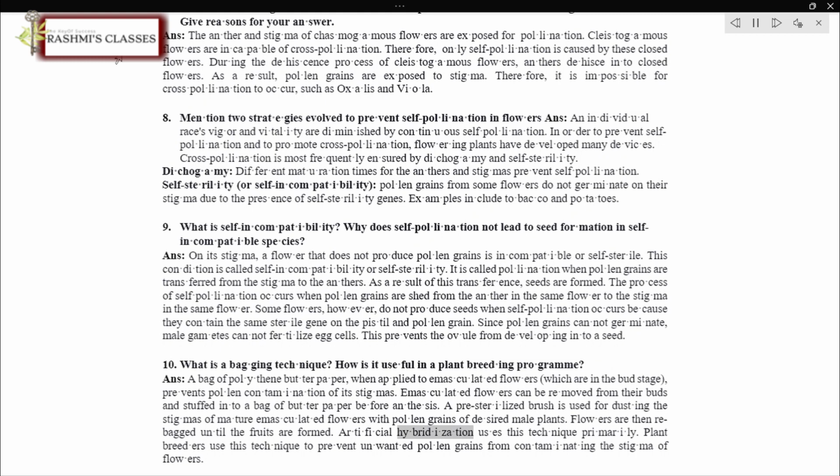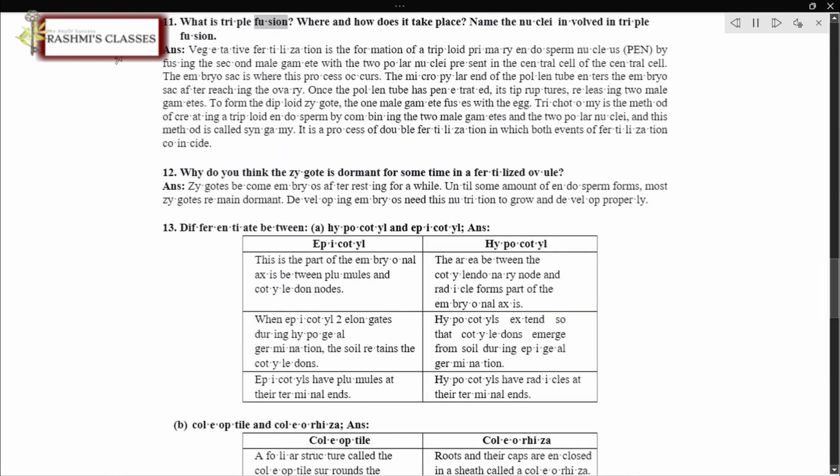Artificial hybridization uses this technique primarily. Plant breeders use this technique to prevent unwanted pollen grains from contaminating the stigma of flowers. What is triple fusion? Where and how does it take place? Name the nuclei involved in triple fusion.